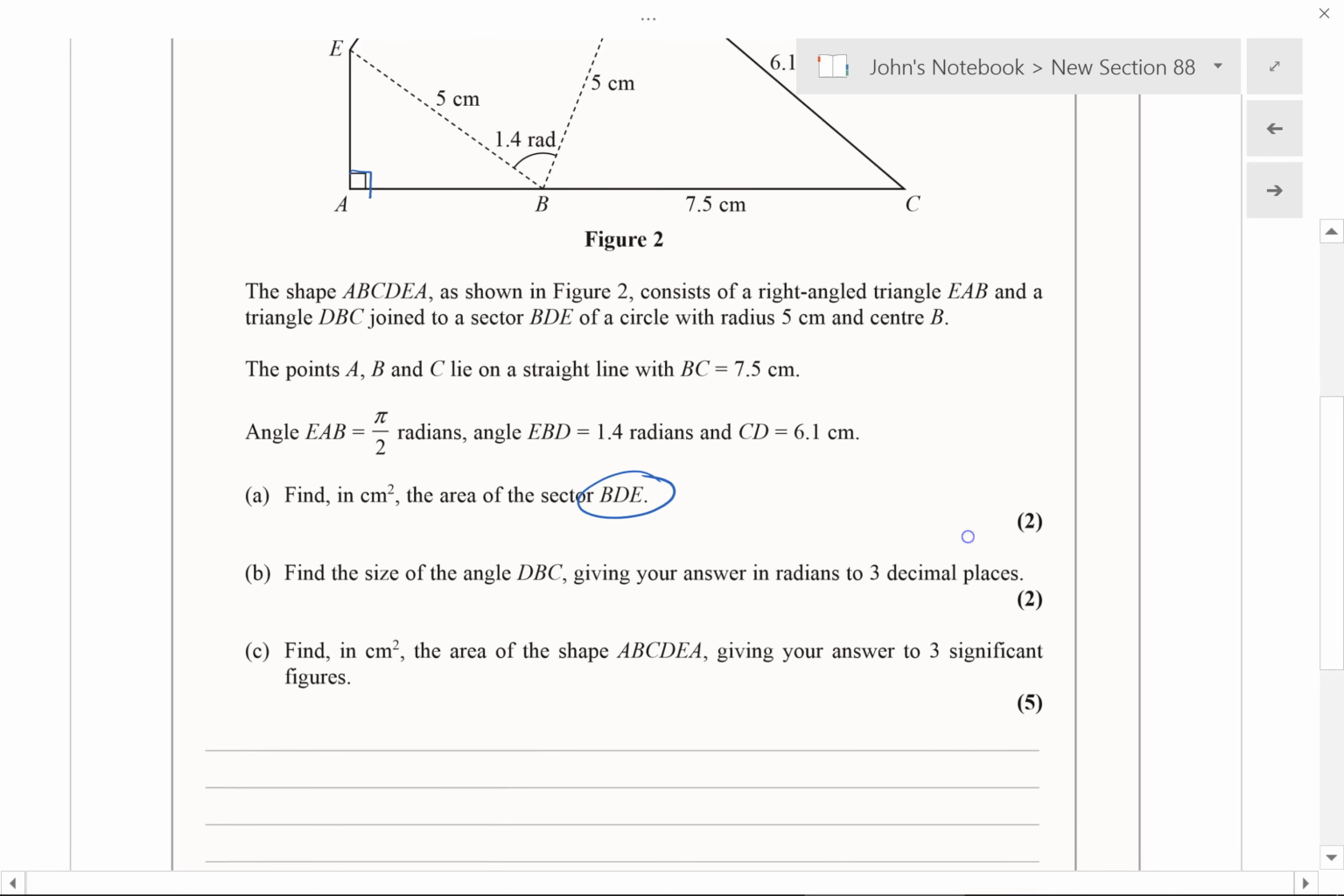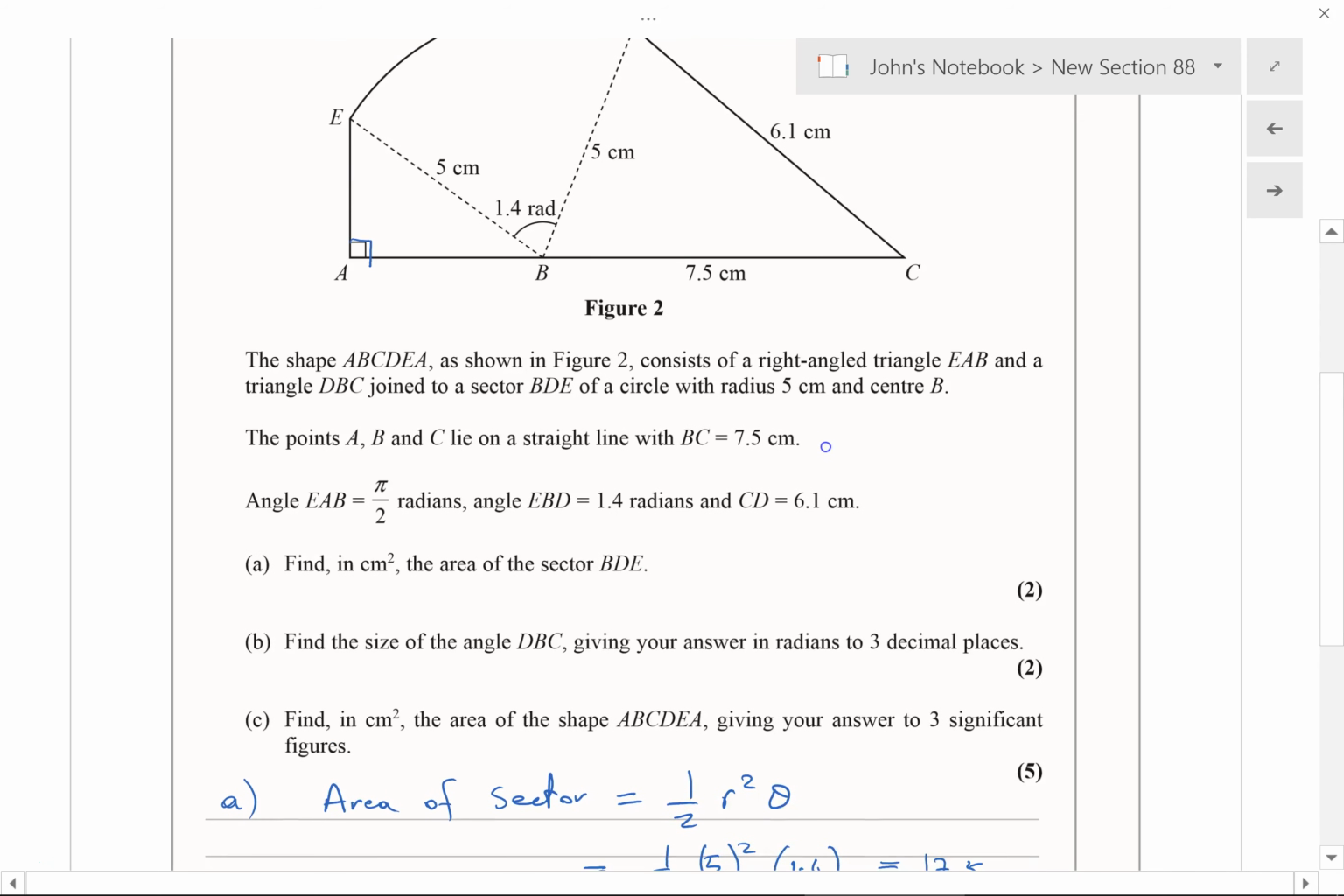Well, there's a very easy formula for that, isn't there? If you're in radians, and this isn't in the formula book, you just need to know it: half r squared theta. So that's going to be equal to a half times 5 squared times 1.4, and that will come to equal 17.5. Nice couple of marks there, not too difficult.